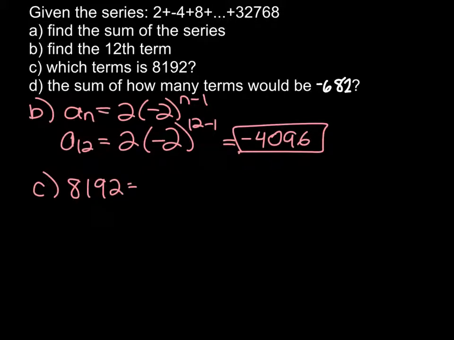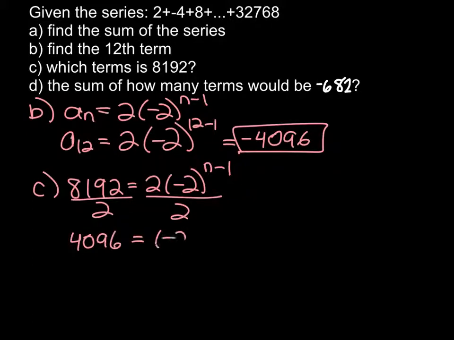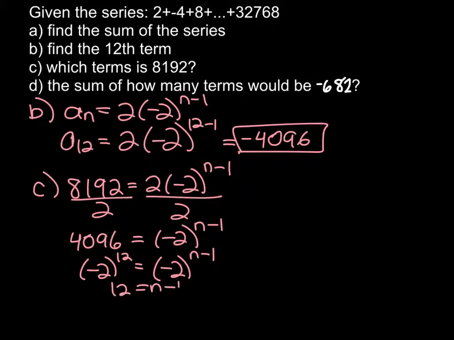For part C, it's asking us which term is 8192. So we plug that in for a sub n, again into our explicit formula, and we solve for n to find out what number term it is. We need to get the base that has an exponent by itself, so we do 8192 divided by 2, and we get 4,096. Then we want to figure out how to rewrite this using -2 as the base. We know that it has to be raised to an even power because it's a positive number, and after trial and error, -2 to the 12th power gives me a positive 4,096. We set the exponents equal, and we get that n equals 13, so it's the 13th term in the sequence.